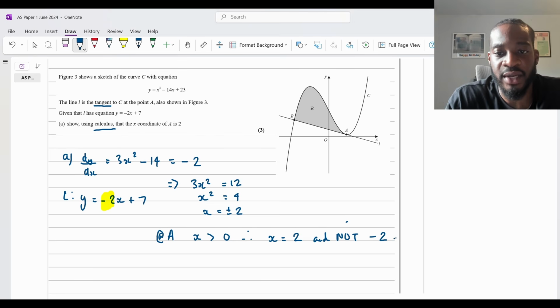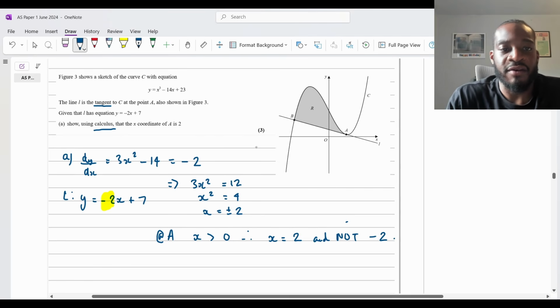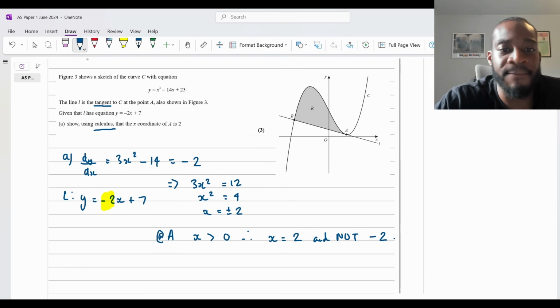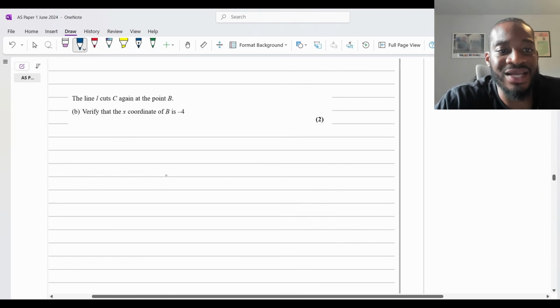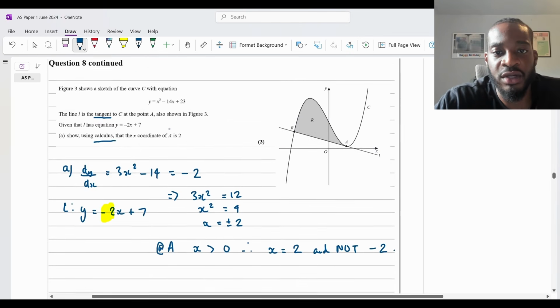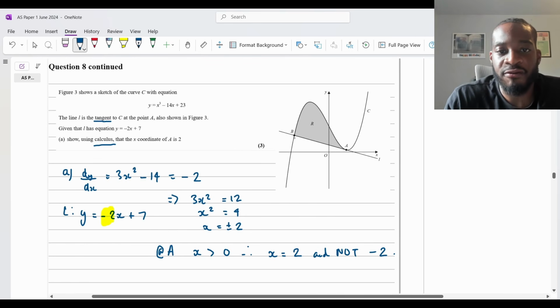Just to be super, super clear for the examiner. Perfect. So that is part A done. Now part B. It says the line L cuts C again at the point B. Verify that the x coordinate of B is minus 4.